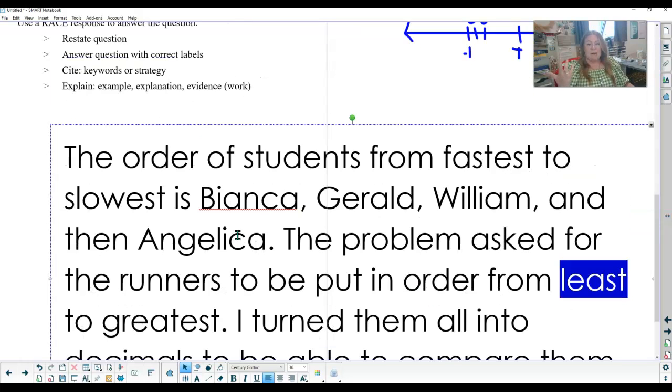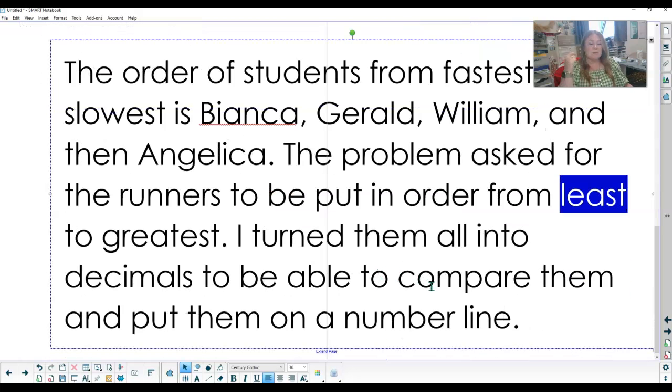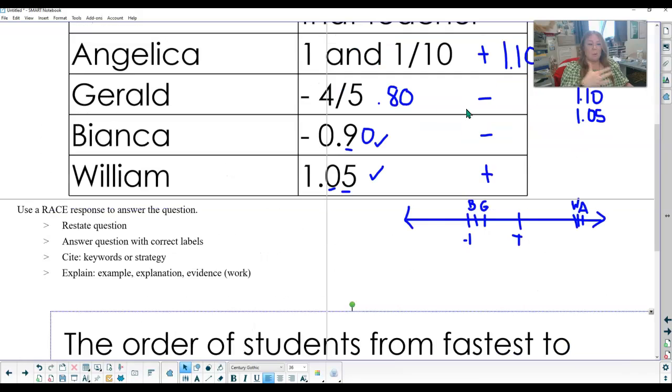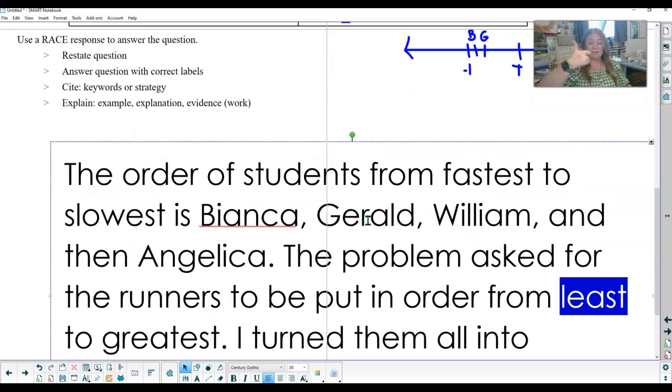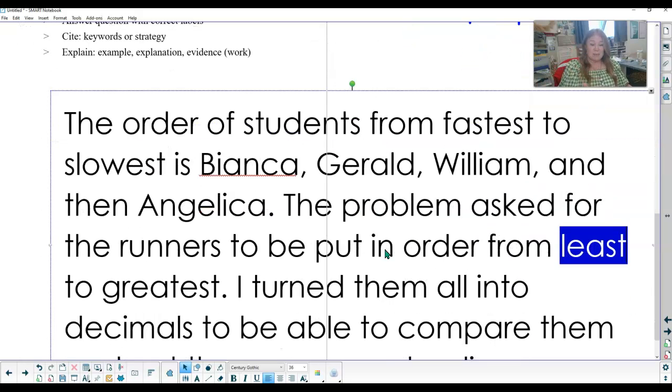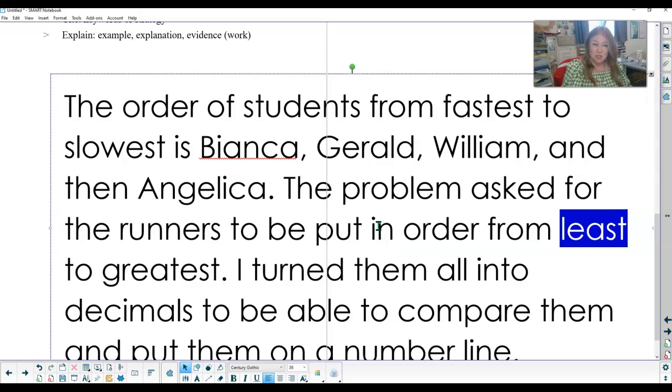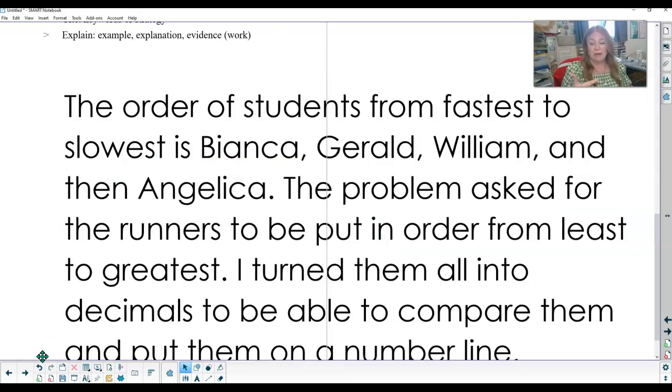So there's my citing. How did I know what to do? My strategy I used was to put them as decimals, put them on a number line, and then my work is all right here. So you solve and then just have to restate, answer, explain how you know what to do, and then show your work. So go ahead and try the quiz with the RACE response for modules 1 and 2.